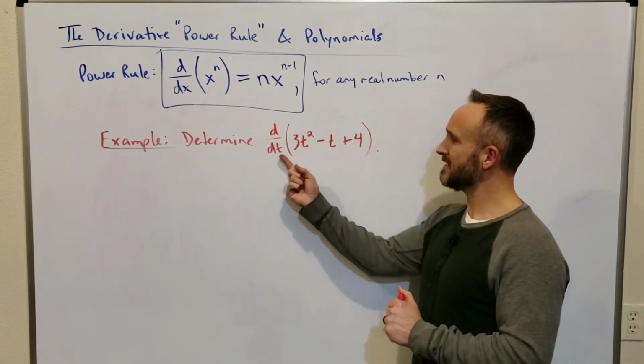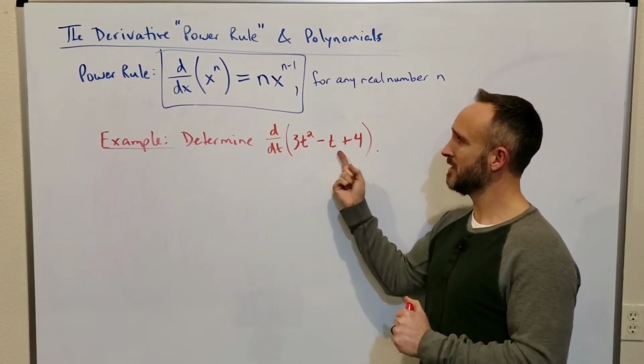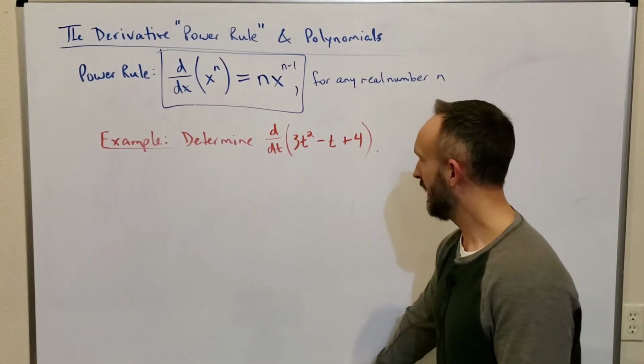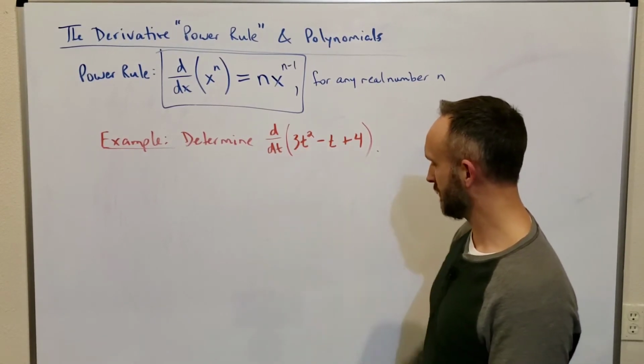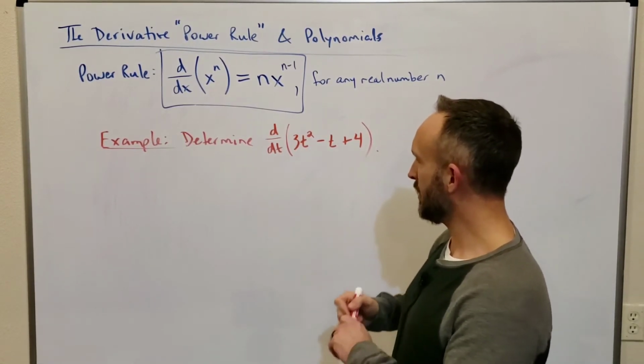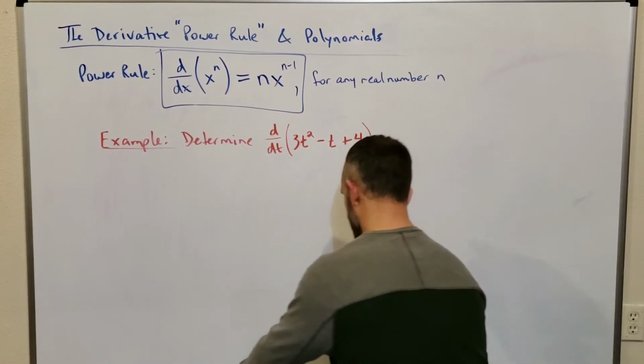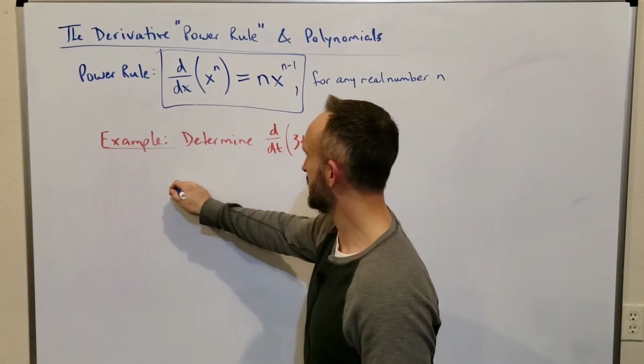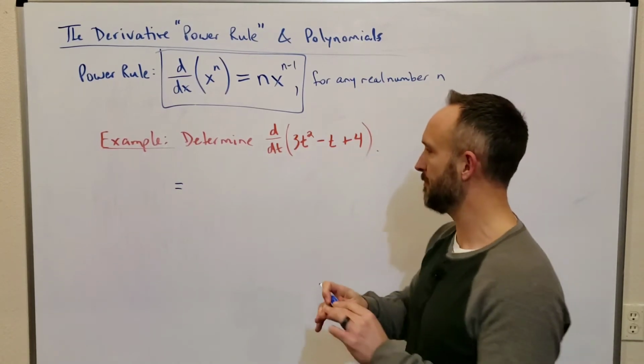Well, this is a sum and difference of power rules. And you've got a constant multiple of this function too. So really what you can do, let me use a different color. Really what you can do, you can skip all of this eventually, but I'm going to show you one time.